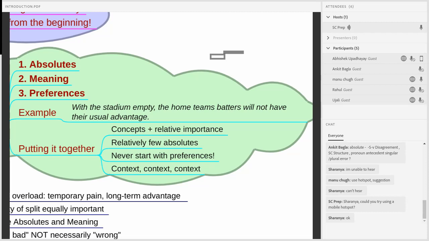No, with the stadium empty just means it's a timeless thing. There's no tense indicated with the stadium empty. You could use it with the past tense, future tense, present tense. So there should be an apostrophe with the teams, like the team's batters. Yeah, it sounds like that.